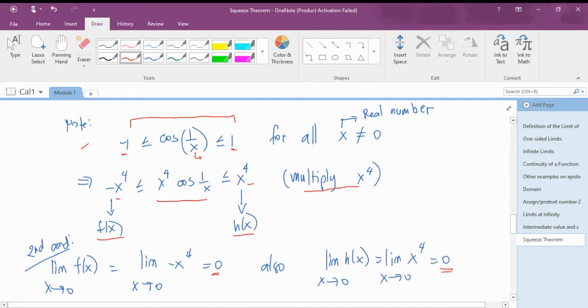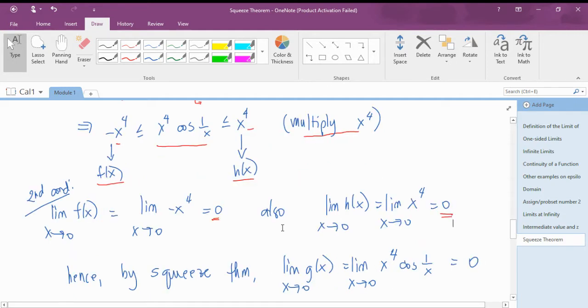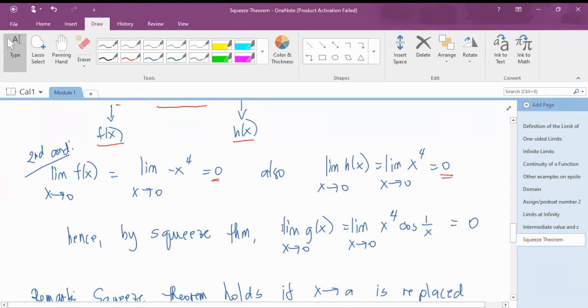Since nasatisfy natin yung first and second condition ng squeeze theorem, then pwede natin gamitin yung squeeze theorem. So by squeeze theorem, the limit of g of x as x approaches 0, which is equal to the limit of x raised to 4 times cosine 1 over x as x approaches 0, is equal to 0. So yung limit ng g of x equal sa limit ng f of x and limit ng h of x.